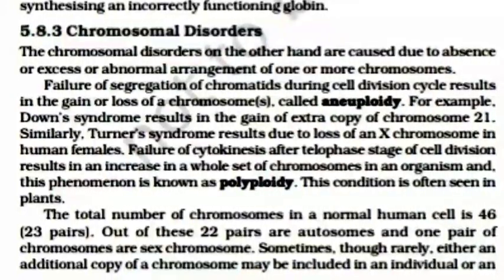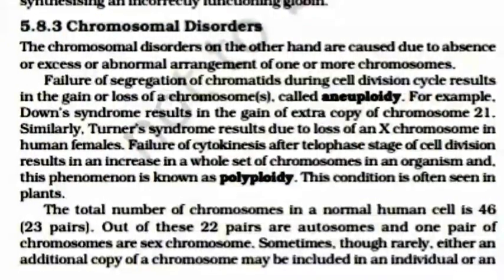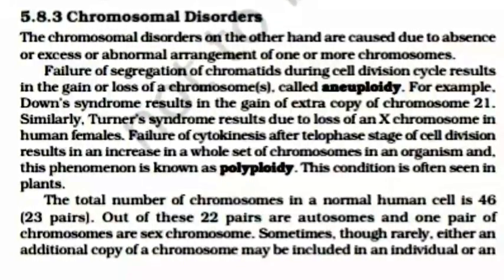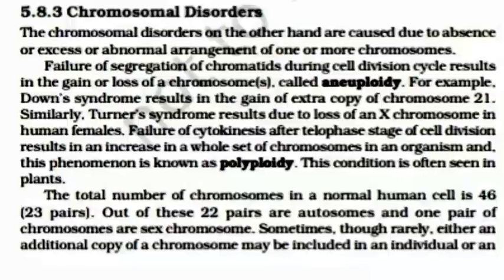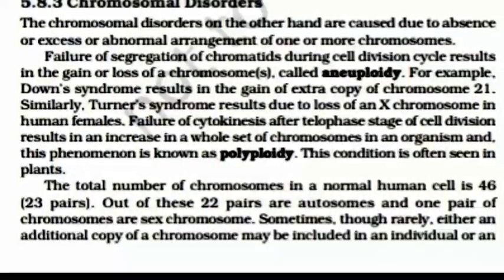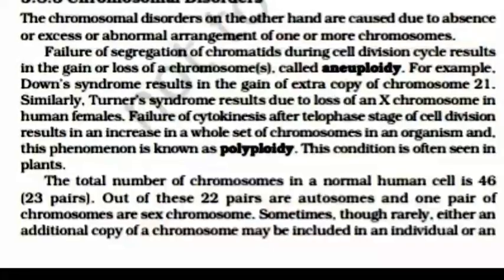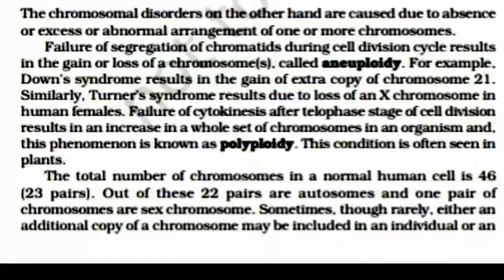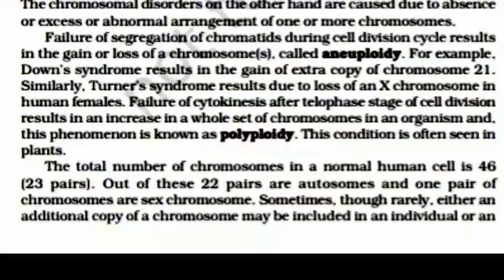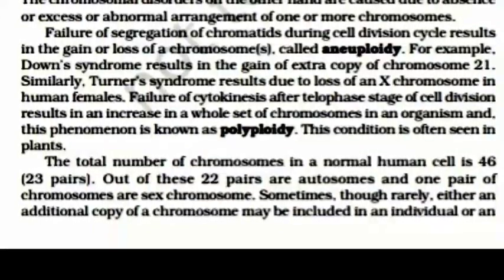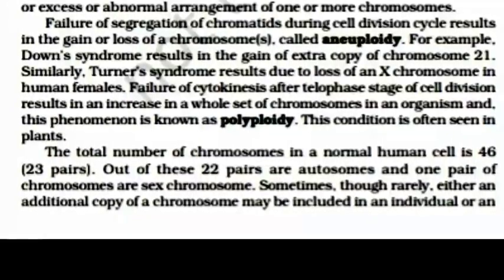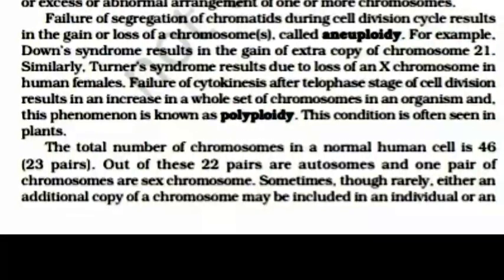Failure of cytokinesis after the telophase stage of cell division results in an increase in a whole set of chromosomes in an organism, and this phenomenon is known as polyploidy. This condition is often seen in plants. The total number of chromosomes in a normal human cell is 23 pairs.